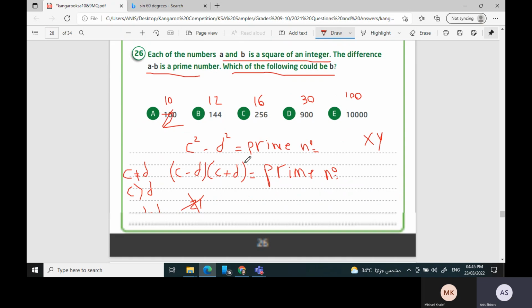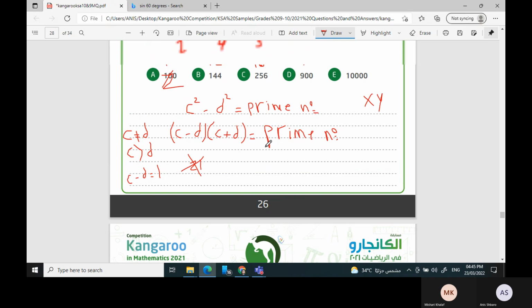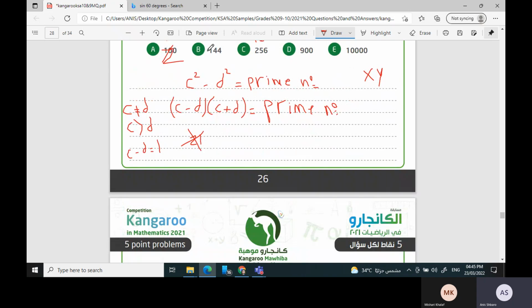Now let's try the other one. You will try it for me. It's 12. C is equal to how much? Mishari, you didn't get the idea. Okay, I think you have a problem in connection. Let me continue it here.